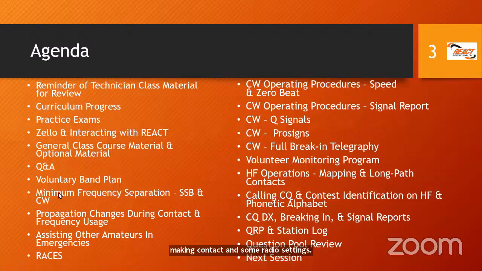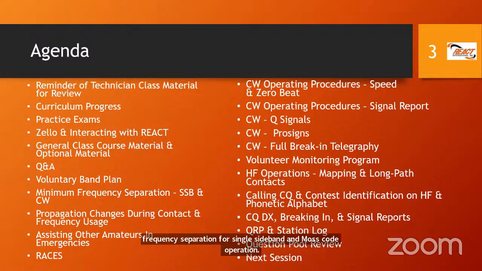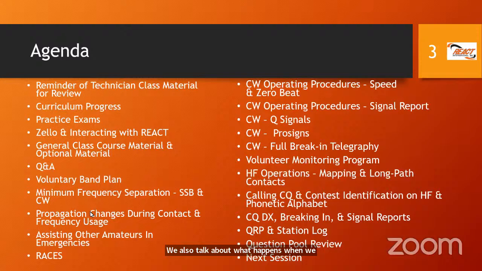So the agenda for this evening, we will be discussing the voluntary band plan. We'll talk about the minimum frequency separation for single sideband and Morse code operation. We'll also talk about what happens when we are on air and propagation changes. We'll also discuss assisting other amateurs when there's an emergency. We'll talk about what the organization RACES is about.